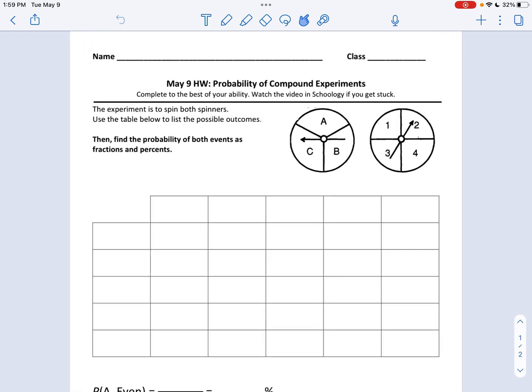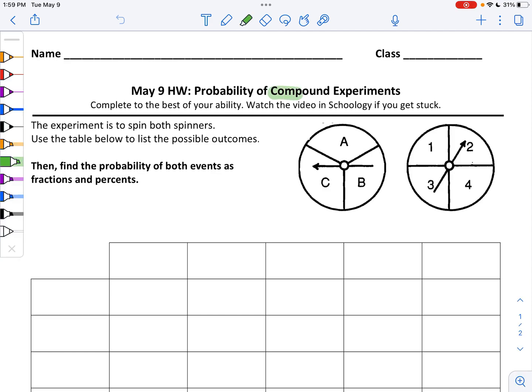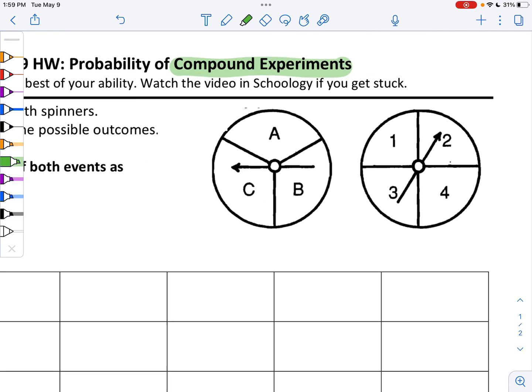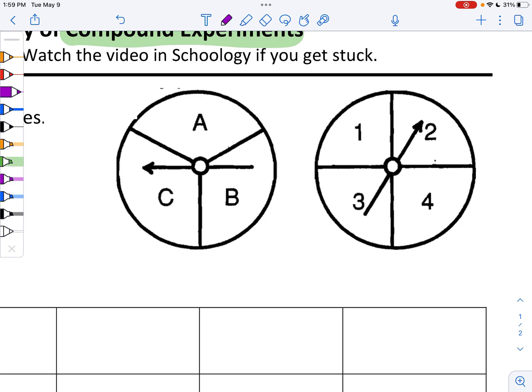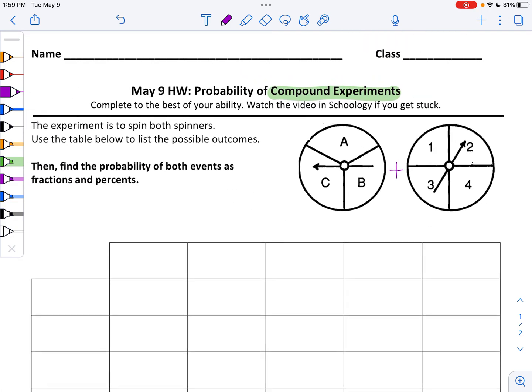All right, it says that we're finding the probability of compound experiments. So we're going to be spinning both spinners: the one on the left, A, B, C, plus the one on the right, 1, 2, 3, 4. So what we need to do is list the outcomes first.